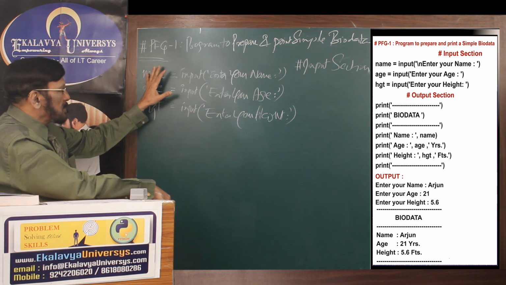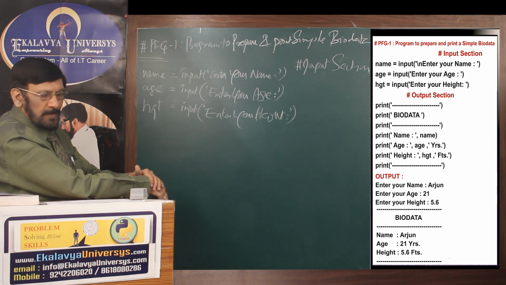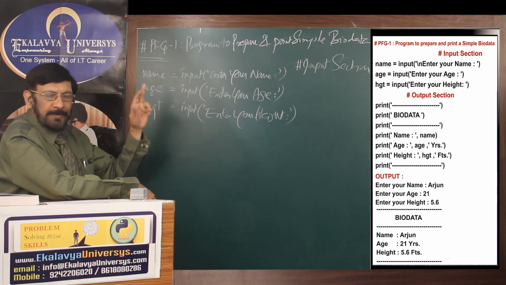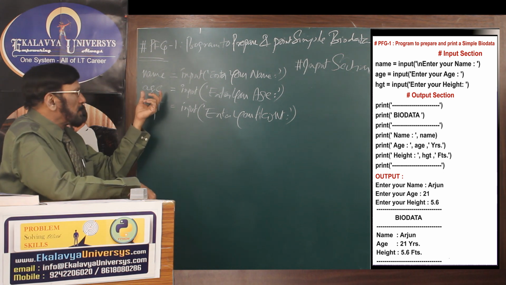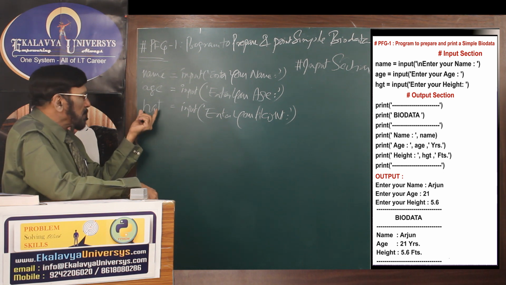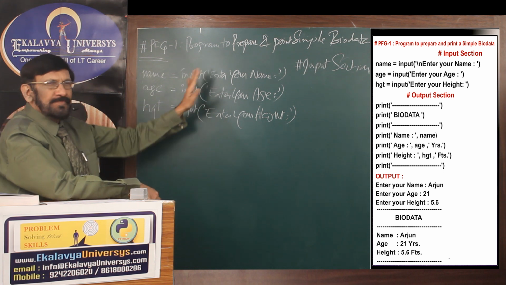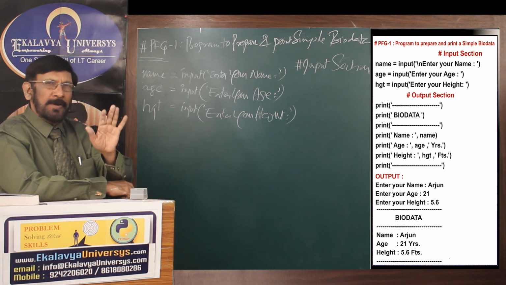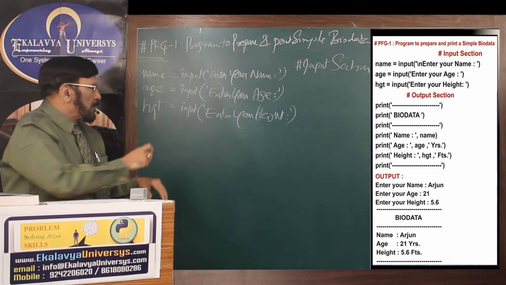All 3 variables are initialized or filled with whatever values you have given. Let us say you have given Arjun. Arjun is stored in the corresponding name variable, you have given 21, 21 is stored in the age variable, and you have given 5.5, 5.5 is stored in the height variable. So the input section is ready. That means all 3 variables are filled with corresponding values. Thereafter you give one line gap.